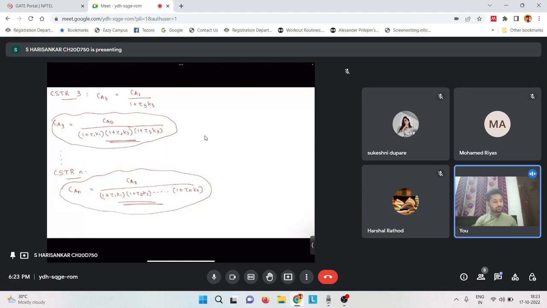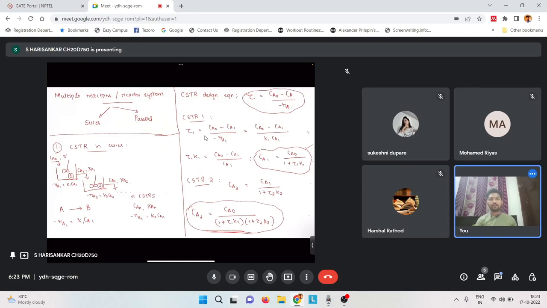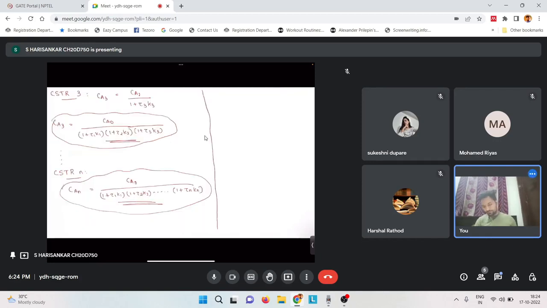In these cases, we rearranged it to find the outlet concentration. Instead, you can use the same equation and find the conversion as well. From this CAn equation itself, we can write conversion. So let's say we have CAn. The conversion XAn will be 1 minus CAn by Ca0. This will be the conversion, right?